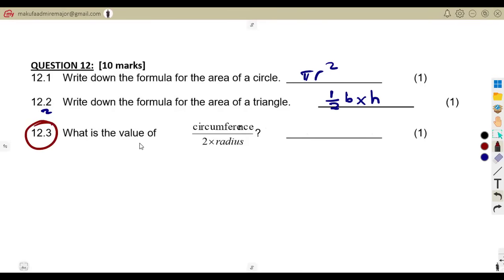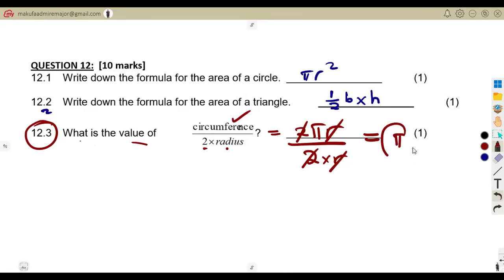On 12.3, what is the value of circumference over 2 times radius? Okay, they want you to write the formula of the circumference. Remember, the circumference of a circle is what? 2 pi r over 2 times the radius. So the 2 and the 2 cancel. The radius and the radius cancel. You remain with pi. So the value of this is pi. Circumference means 2 pi r. But area is pi r squared of a circle.